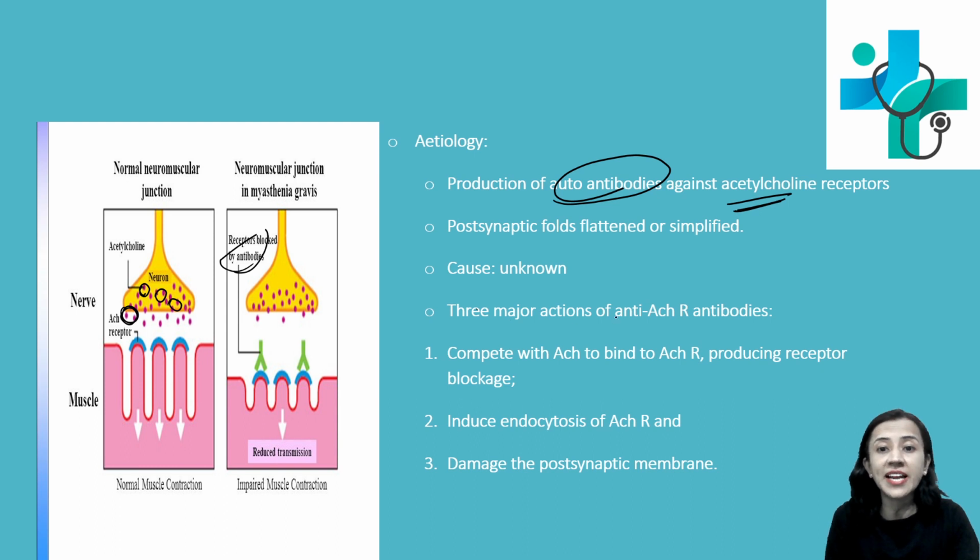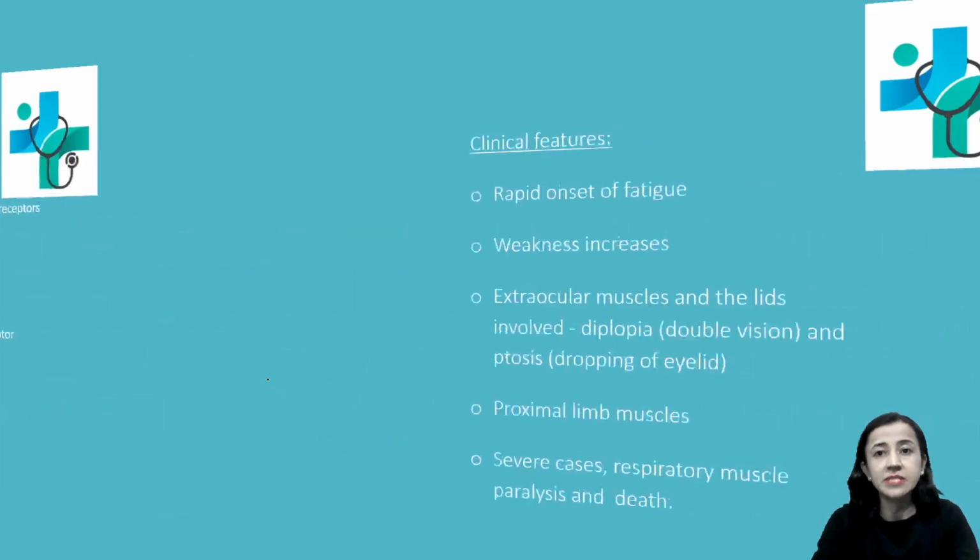There are three major actions of these anti-acetylcholine receptor antibodies. Number one, they compete with acetylcholine and bind with the acetylcholine receptors, and therefore the receptors get blocked. Second, they cause endocytosis of the receptor. Receptors get taken inside, so the number of receptors decreases. And third, they also cause damage to the postsynaptic membrane. So these are the three mechanisms of myasthenia gravis.